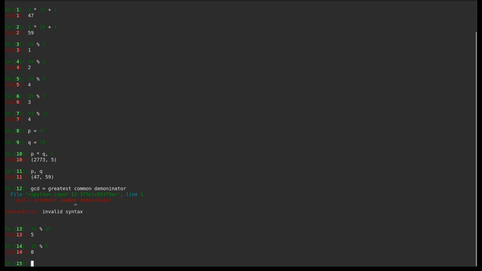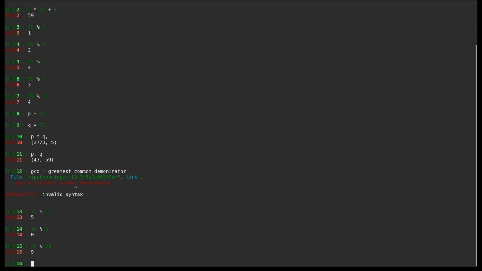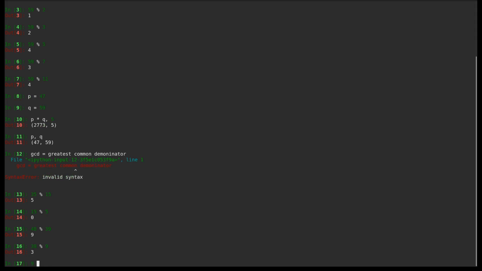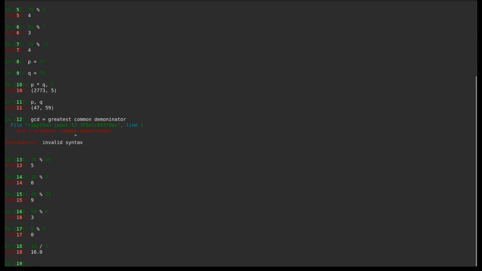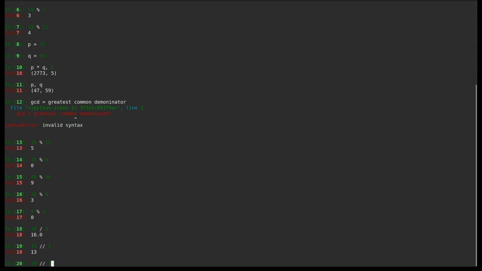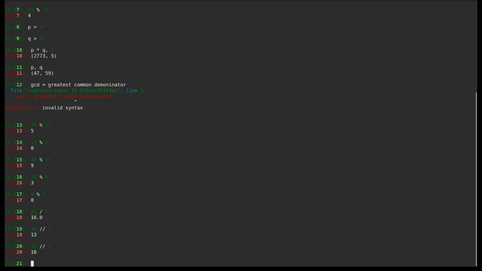Let's try this with a couple of other numbers. Like let's try 48 and 39. So 48 % 39 is 9. 39 % 9 is 3. 9 % 3 is 0. So the greatest common denominator of 48 and 39 is 3. 48 divided by 3, 39 divided by 3. We'll do integer division here. I'm using Python 3, so yes, integer division is //.